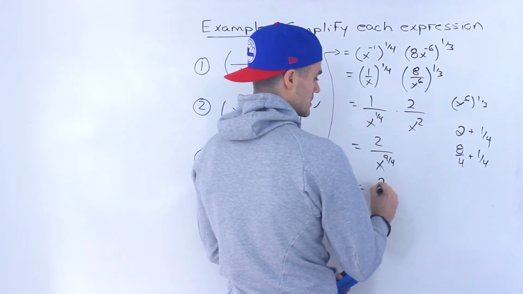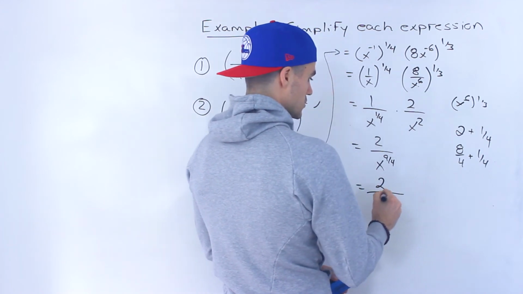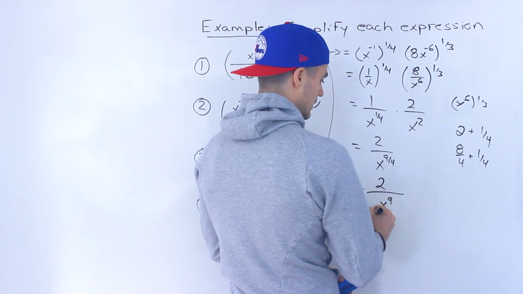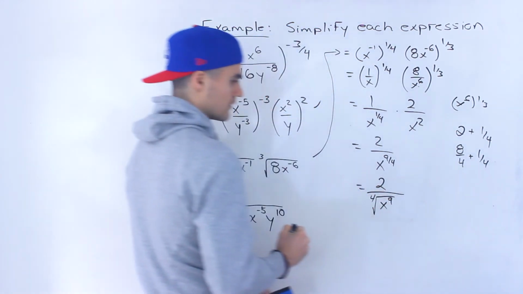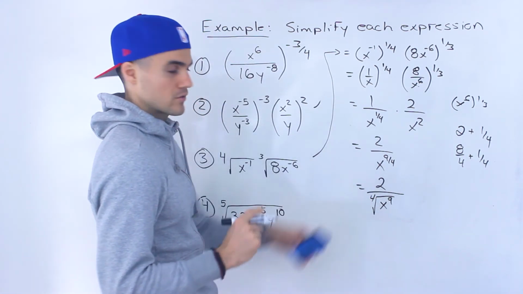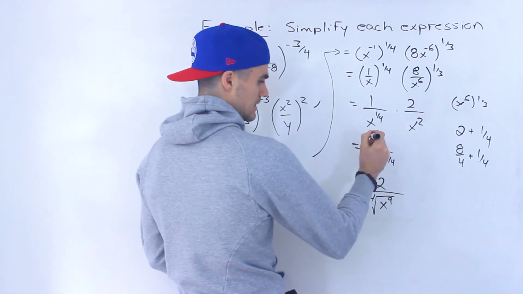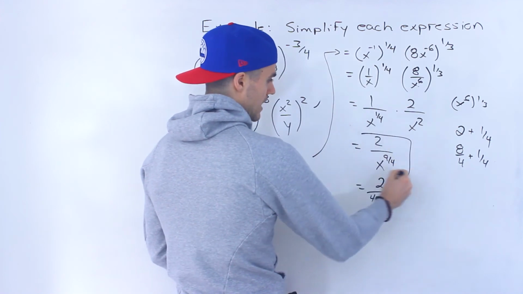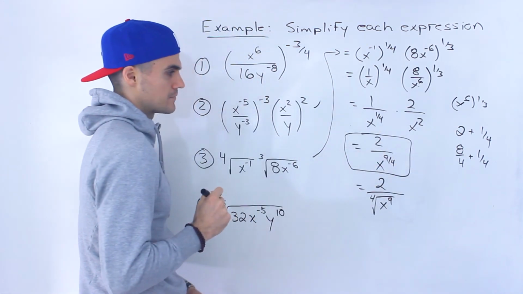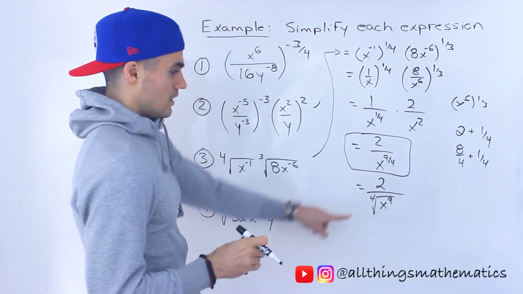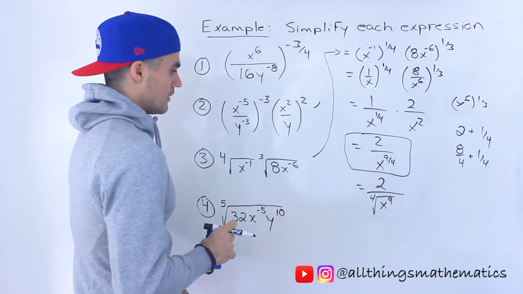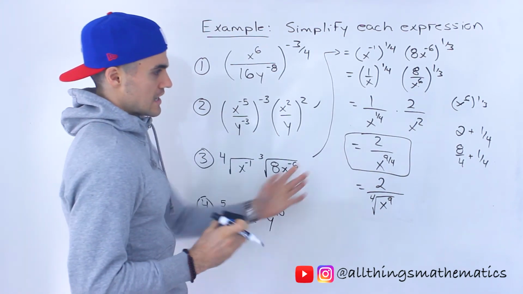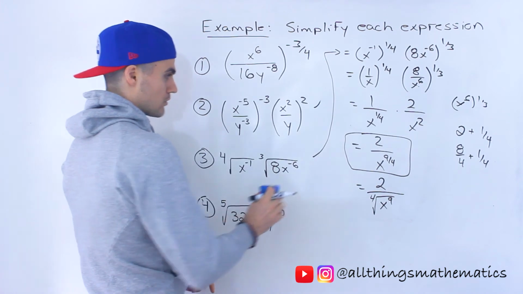And if you want to make this in radical terms, you could change this to x to the 9 and the fourth root of that. This and that are the exact same thing. I feel like both are pretty nice. I usually just leave it like that. But depending on your teacher, they may want it in that format. So either of these is the final answer to number 3.